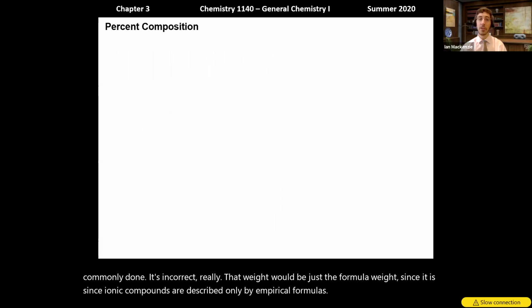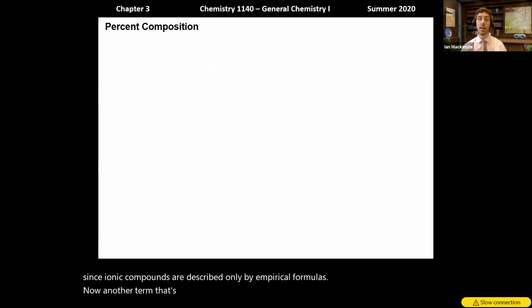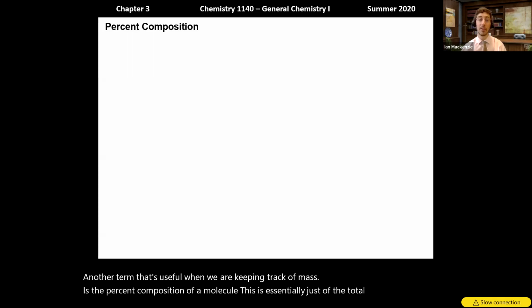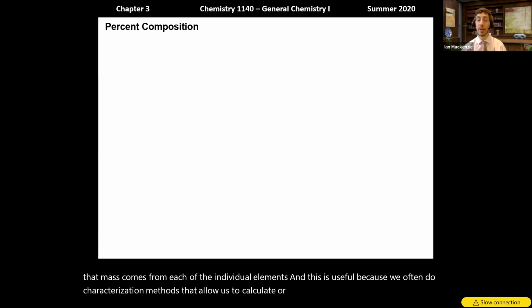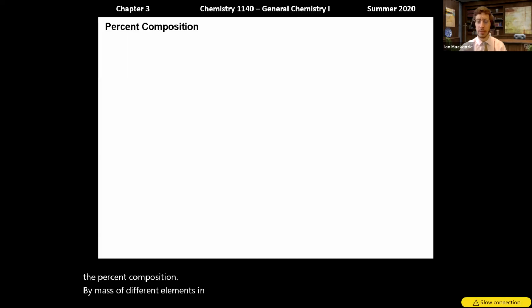Now, another term that's useful when we are keeping track of mass is the percent composition of a molecule. This is essentially just, of the total mass, what percent of that mass comes from each of the individual elements. And this is useful because we often do characterization methods that allow us to determine or measure the percent composition by mass of different elements in a molecule. And so we need to be familiar with that term.